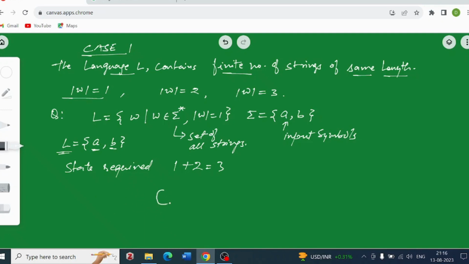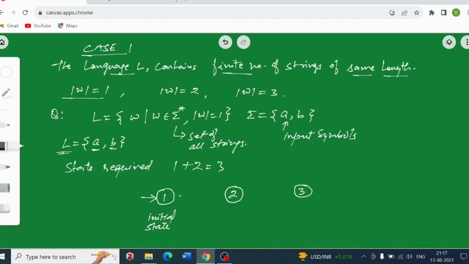So this is the first state, this is my second state, and this is the third state. The first state would be the initial state, as is clear from the definition of the deterministic finite automata, which has an initial state marked by an arrow.